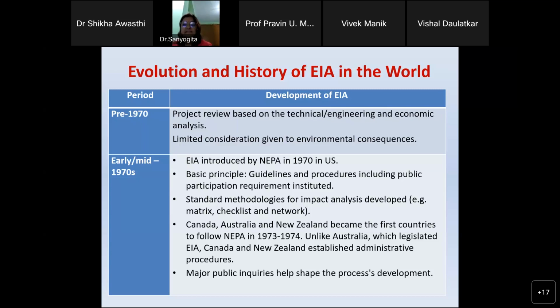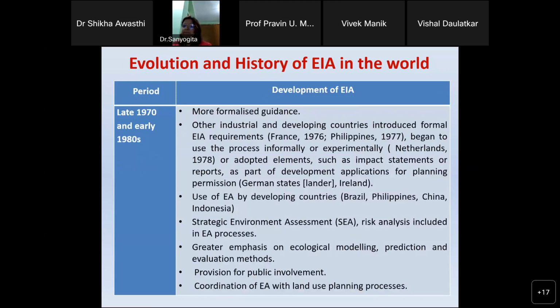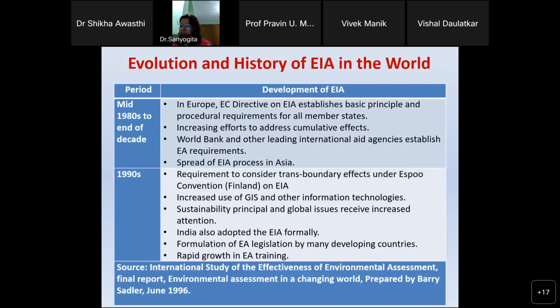In the late 1970s or the 80s, more formalized guidance was given, and they were classified into industrial as well as developing countries. What are the stages, and then some strategic environment assessment was also included. Proper coordination of environment assessment with the land use planning process was also included in the early 1980s. More changes were added at the end of the 1980s, as well as in the 1990s, where increased use of GIS was carried out, that gives more sophisticated baseline data of any project area. EIA was also formally adopted by India in the 1970s.